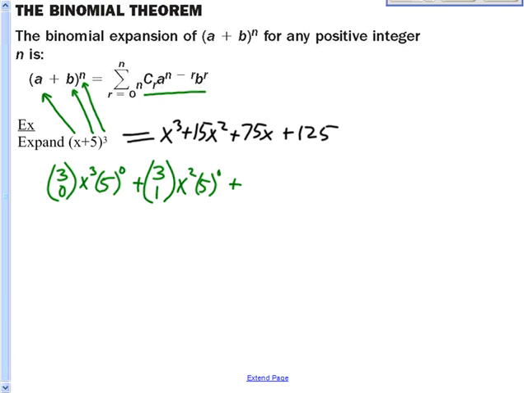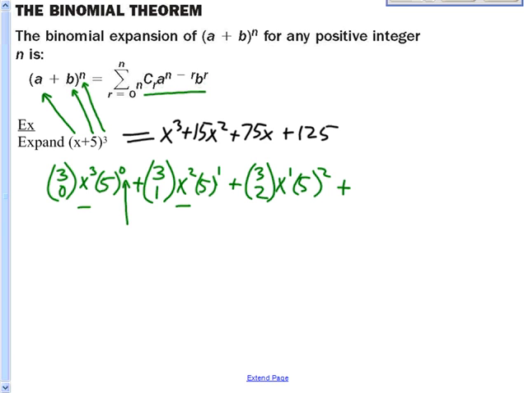Let's keep going. Now our r is 2. 3 choose 2. You see how the x keeps going down. It was x cubed here, then x squared, now it's going to be x to the 1 power. And our 5, oh my gosh, I wrote that wrong. Our 5 was initially to the 0, then it went up to 1, and now the 5 is going to be squared, 5 to the r, so r is now 2.